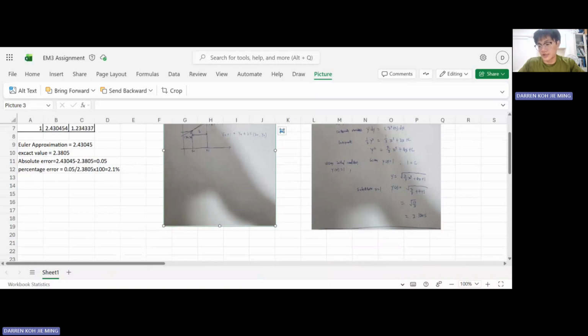The error occurs because Euler's method approximates the curve using tangent lines. A smaller step size will produce a more accurate approximation.